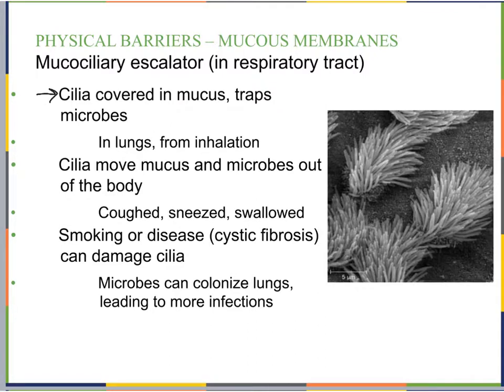So our cilia are covered in mucus. It traps the microbes in the lungs to prevent us from inhaling them, so prevent them from getting all the way to our alveoli, which then exchange with the bloodstream. And then the cilia are going to move both the mucus and the microbes out of the body.